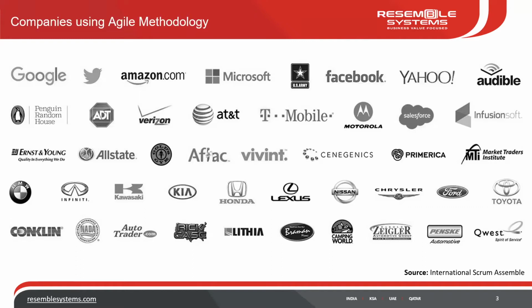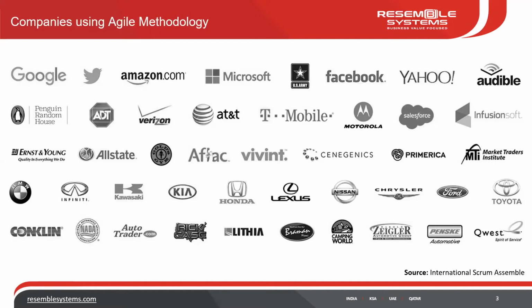And then if you look at the fourth row, we have big companies in the automobile industry: BMW, Kawasaki, Honda, Lexus, Ford, in fact, being one of the largest manufacturers in the world, Toyota. So if you see, all these companies have adopted Agile in some form or another, whatever has worked for them.